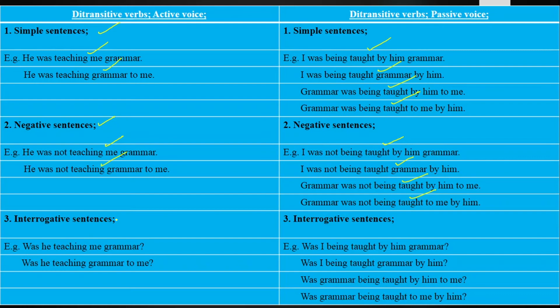Interrogative sentences in which we ask questions, put queries. Was he teaching me grammar? Was he teaching grammar to me? Was I being taught by him grammar? Was I being taught grammar by him? Was grammar being taught by him to me? Was grammar being taught to me by him?